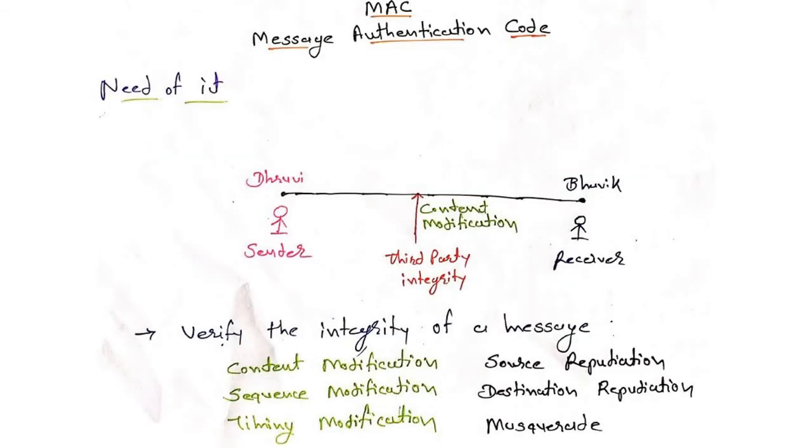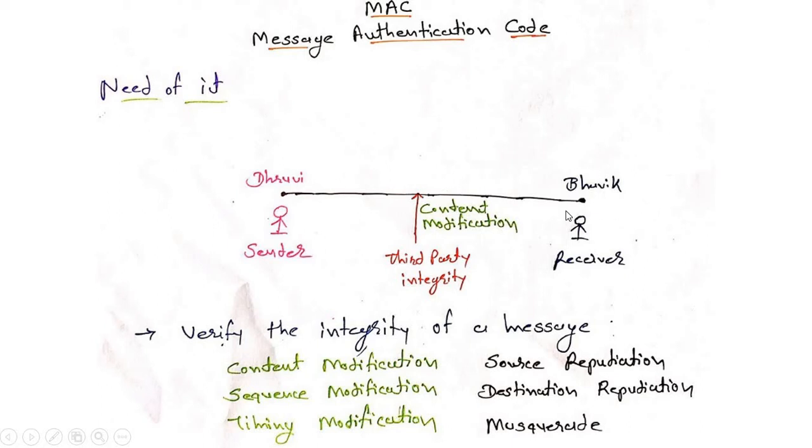In terms of message authentication code, first we will start with the need of message authentication code. Let's see what is the requirement of it. As per our earlier discussion, there are two parties, the sender party and the receiver party. Here Dhruvi is the sender party and Bhavik is the receiver party. Let's see how MAC is useful in this communication from Dhruvi to Bhavik. Suppose Dhruvi is sending one message to Bhavik.